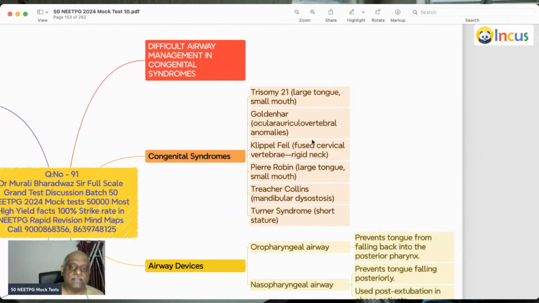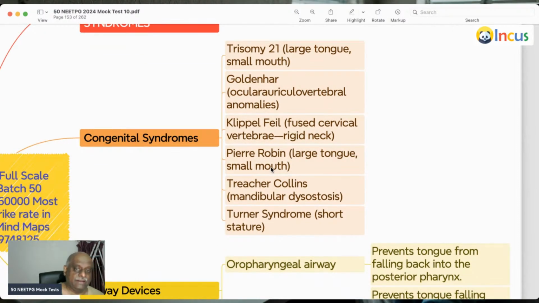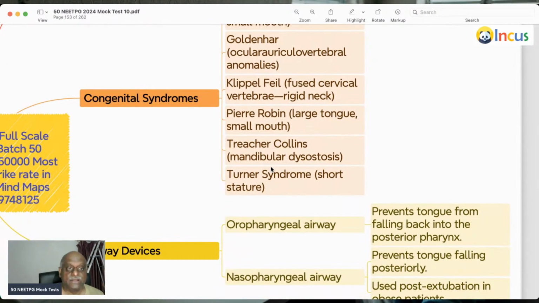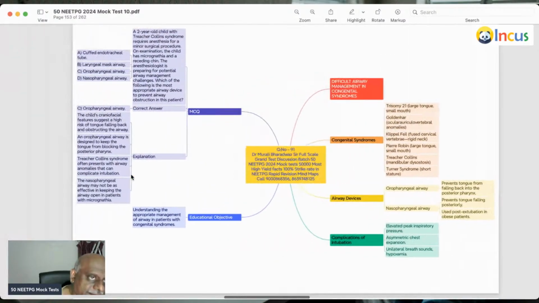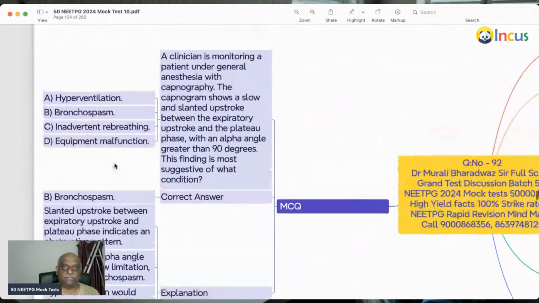What are all the congenital syndromes? Trisomy 21, difficult for an anesthetist. Why? Large tongue, small mouth. Goldenhar syndrome, also called oculo-auriculo-vertebral anomaly. Klippel-Feil: fused cervical vertebrae with a rigid neck. Pierre Robin: small mandible with a large tongue. Treacher-Collins: mandibular dysostosis. Turner syndrome: short stature. So these are all the congenital syndromes that provide a challenge for an anesthetist to do the intubation.